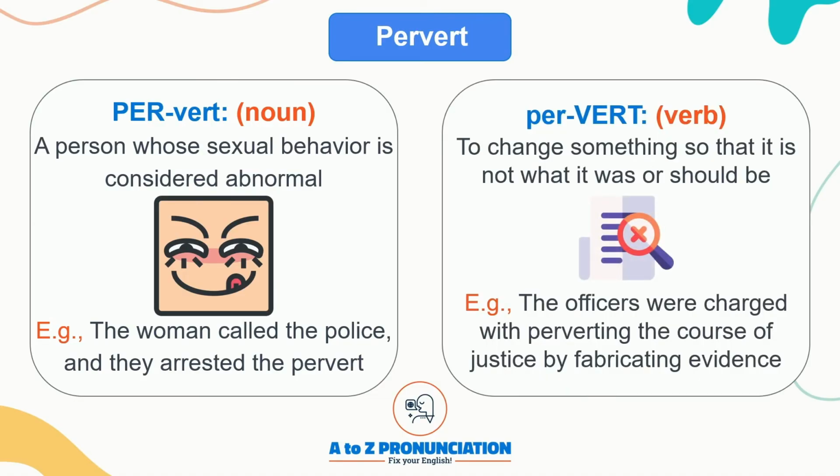Pervert, as a verb with the stress on the second syllable, gives us the meaning to change something so that it is not what it was or should be. Let's take an example. The officers were charged with perverting the course of justice by fabricating evidence.